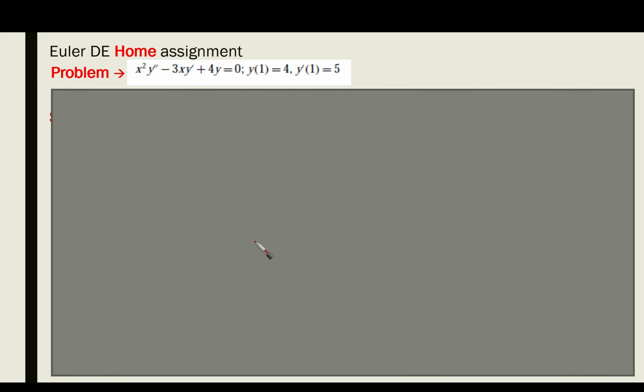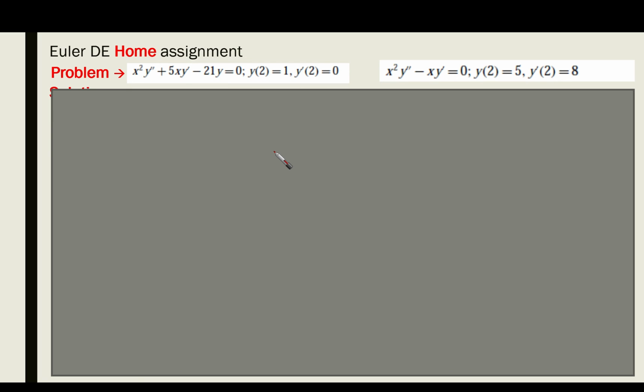The third one is also another initial value problem. You have x squared y double prime minus 3xy prime plus 4y equal to 0. Very common for us to use Euler's equation, and then the initial conditions are given here. So solve for obtaining the constants needed for our general solution.